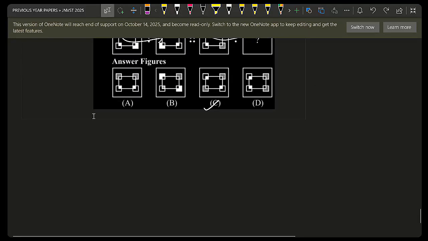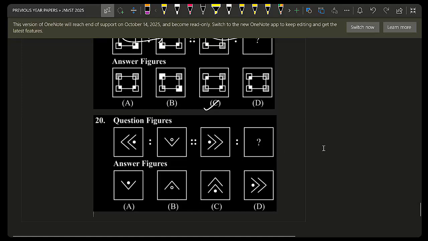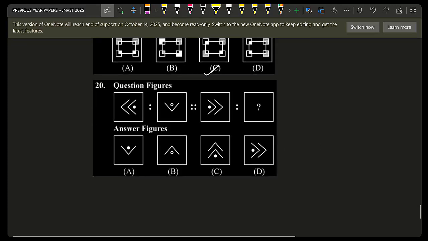Let's take the next question, 20. So how are we getting the second figure from the first one? The figure should be rotated 90 degrees anti-clockwise. And there is one more change, that is, the arrowhead is removed from the figure and the shaded dot becomes unshaded. So two more changes.